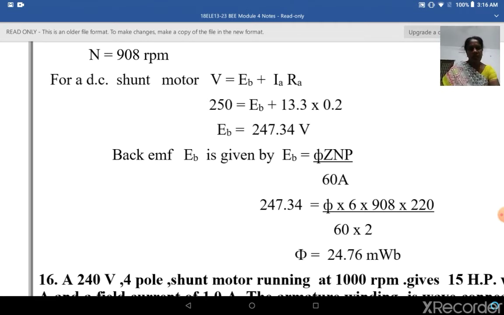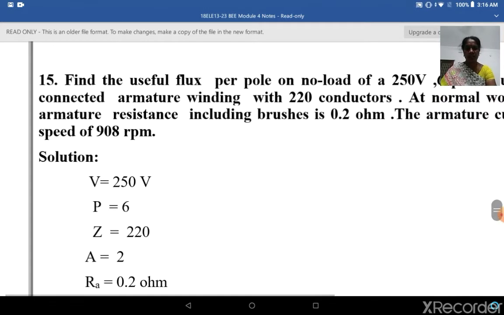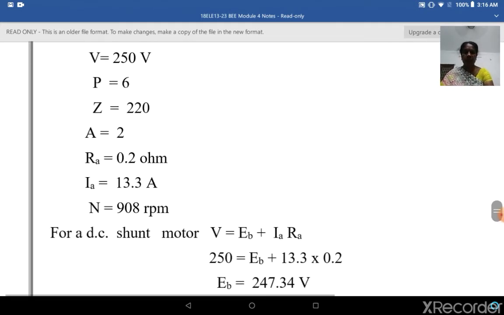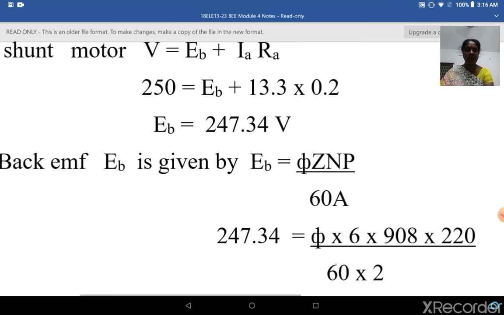all the parameters other than phi are known. When you substitute for that, you can calculate the flux. The question asked is: find the useful flux. So V is equal to Eb plus IaRa. Using that, you calculate the Eb. Then use the expression Eb is equal to phi Z N P by 60A. In that, by substituting all the values, phi is the only unknown. You can find out the value of phi.